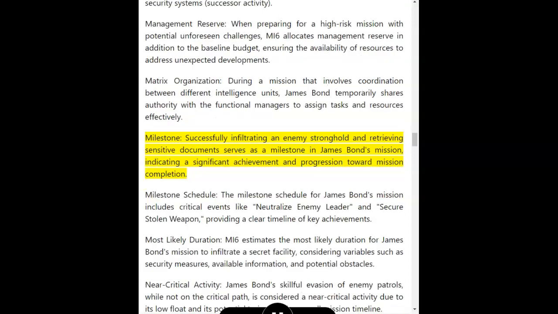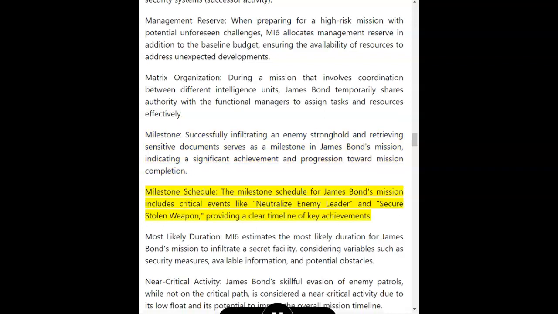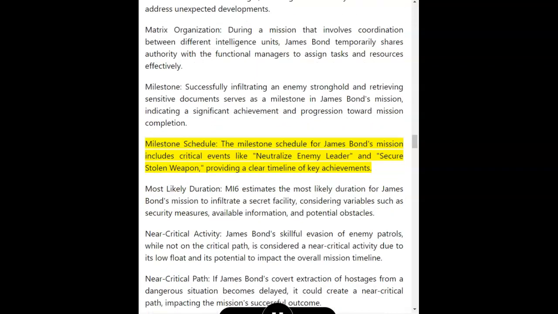Milestone. Successfully infiltrating an enemy stronghold and retrieving sensitive documents serves as a milestone in James Bond's mission, indicating a significant achievement and progression toward mission completion. Milestone schedule. The milestone schedule for James Bond's mission includes critical events like neutralize enemy leader and secure stolen weapon, providing a clear timeline of key achievements.